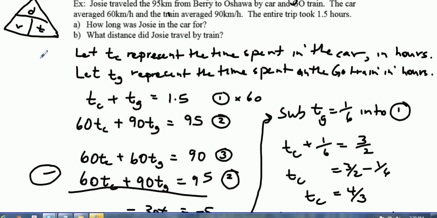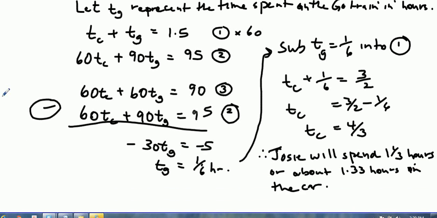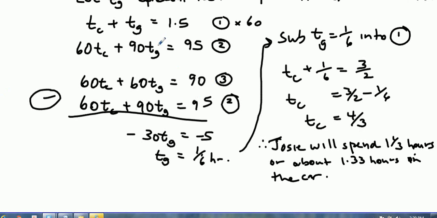What distance did Josie travel by train? Well, the distance was represented right here. These two parts represented the distance for each of the modes of transportation because it ended up being 95. So if we know the time that she spent on the GO train, we can just multiply it by 90 to get the distance. Okay, so B.